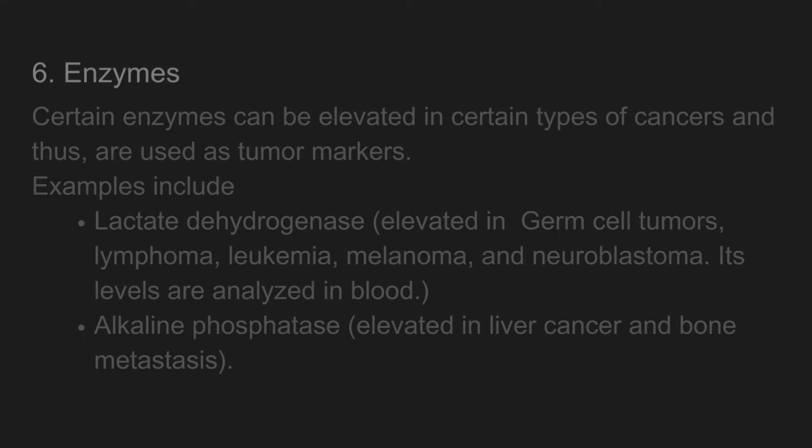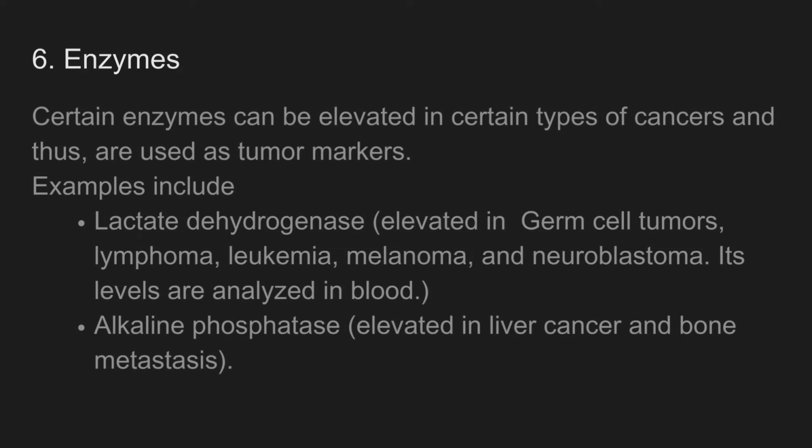Enzymes. Certain enzymes can be elevated in certain types of cancers and thus are used as tumor markers. Examples include lactate dehydrogenase, elevated in germ cell tumors, lymphoma, leukemia, melanoma, and neuroblastoma. Its levels are analyzed in blood. Alkaline phosphatase is elevated in liver cancer and bone metastasis.